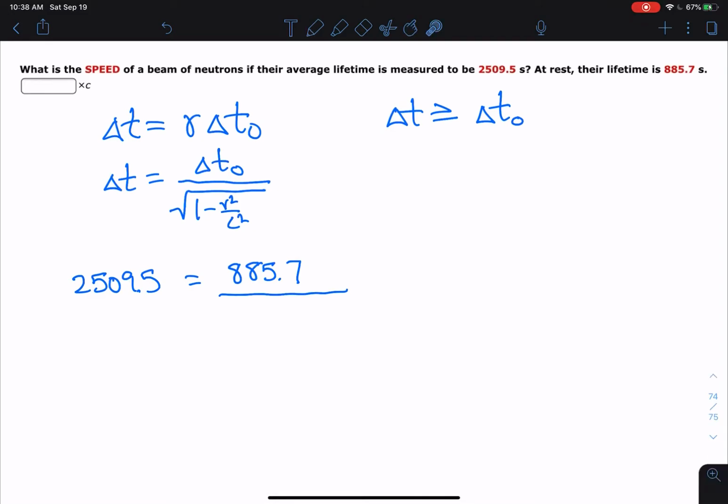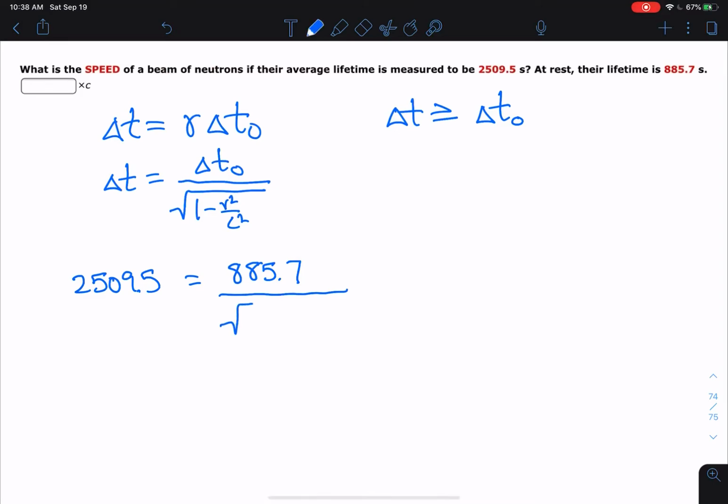But I know that this is delta T naught because in the particle's own frame, it will be born and it will die at the same location. Specifically, it will be born at the origin and it will die at the origin because it is the center of its own frame. It lives at the origin of its own frame. So that's how I know that 885.7 is the proper time for the lifetime of these neutrons.